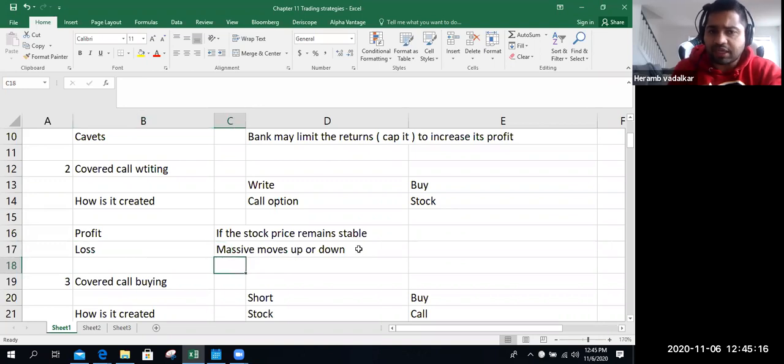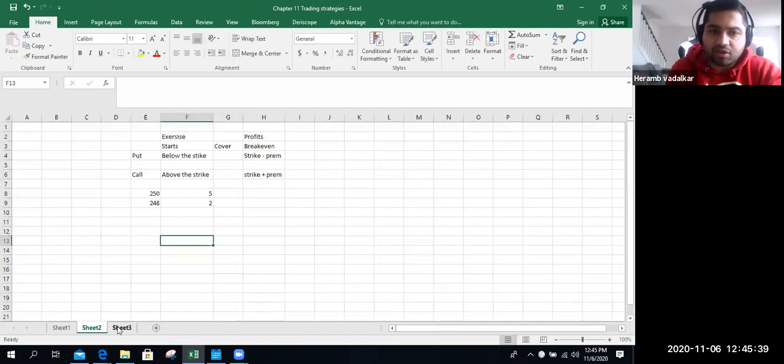Okay. But loss is, yeah, massive movement up or down. Loss is not limited. So covered call writing, how do you create it? Write a call option, buy the stock. Profit happens if the stock remains same. Loss happens if there is massive movement up or down. So let's create a covered call on Tesla.